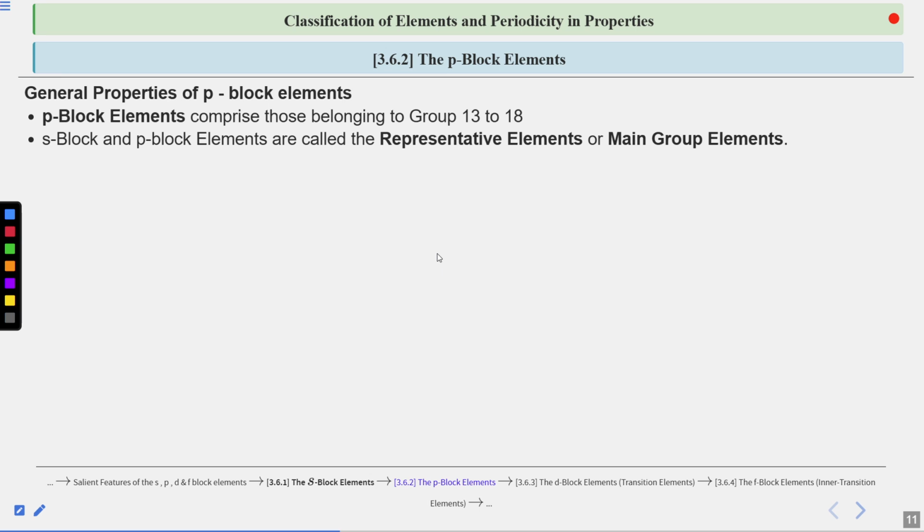Because whenever you study the S block and P block elements together, you call them main group elements or representative elements. So this is a very important point. Why am I telling you it is important? It may not be asked in the exam directly, but whenever you read a textbook and they use terminologies like representative element and main group element, it becomes difficult to read that textbook. So if you know these terms, it will be easier for you.